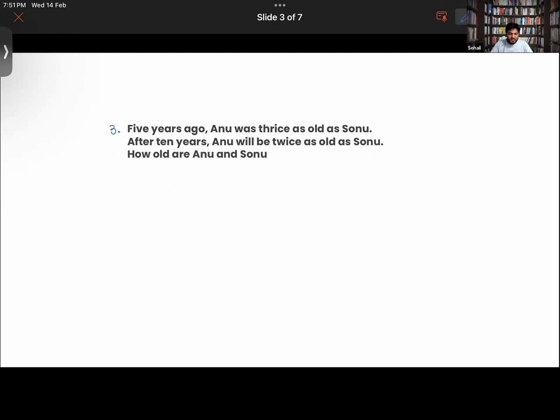The question says that 5 years ago, Anu was thrice as old as Sonu, and after 10 years, Anu will be twice as old as Sonu. You have to find their current ages. I can give you just one hint: assume the age of Anu as A and the age of Sonu as S. Now using this, you have to form two equations. I have already given you the hint. Two equations will be formed, then you can solve it. Okay, sir.